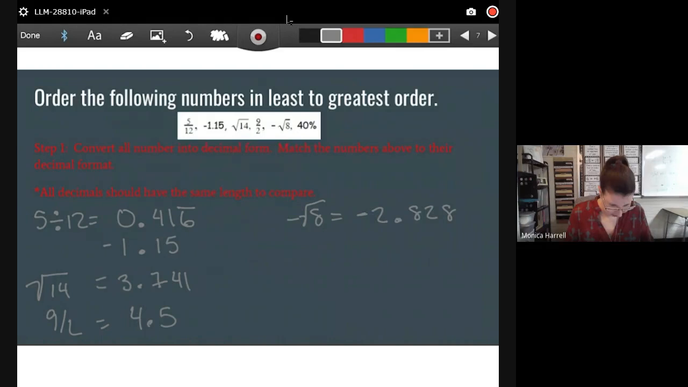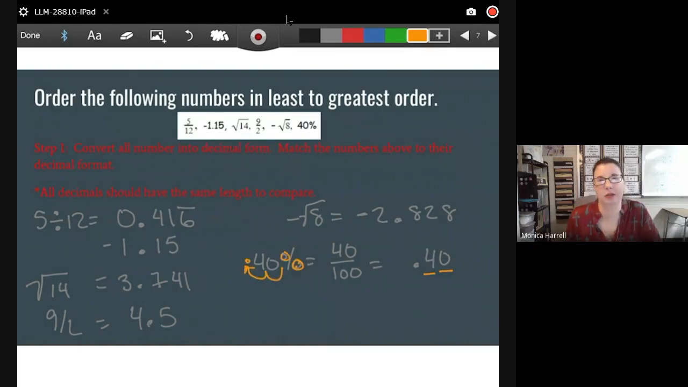And then 40%. Well, when I'm looking at percentages, percent means per 100. So 40% can also be written as 40/100ths. The other way to look at it is you take these 2 spots here, move your decimal point over there, and you get 4/10. Okay, now I've got all my numbers in decimal form.